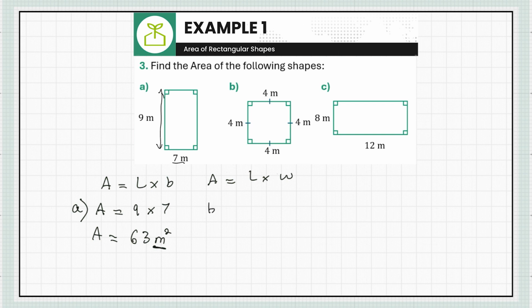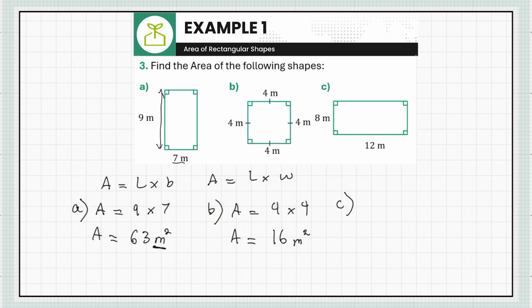Alright, let's look at B. So B is a square. It has all equal sides and everything meeting at 90-degree angles. So our area here is just going to be equal to 4 multiplied by 4. And that means our area is equal to 16 meters squared.